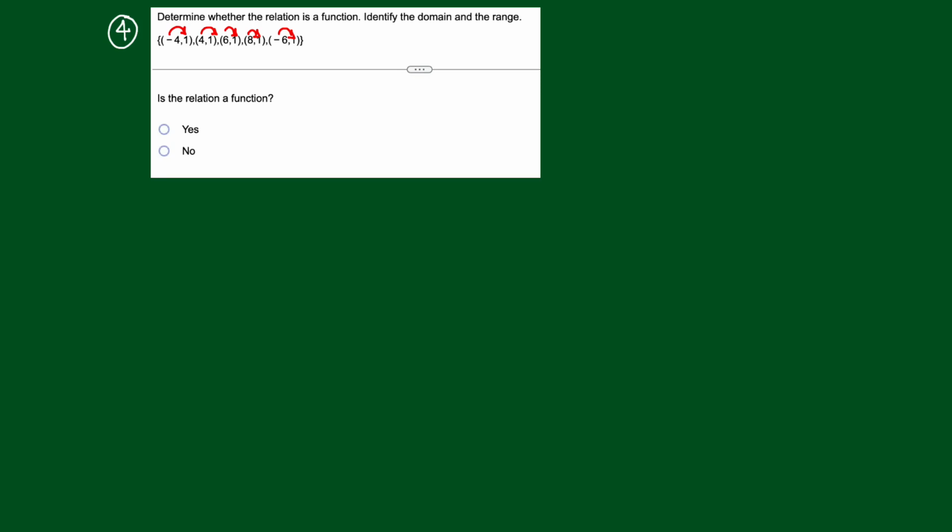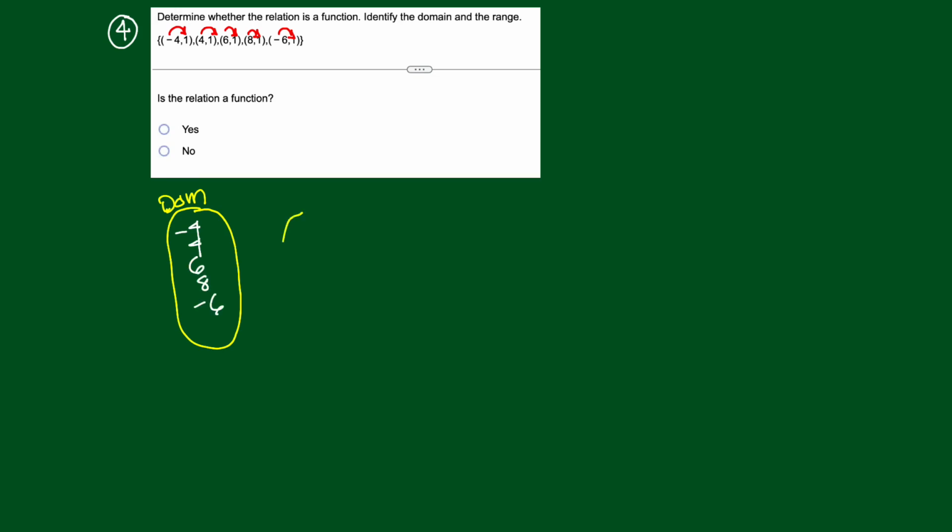I'm going to draw a picture here. Here's the domain. The domain is the first elements in a set of ordered pairs. You have the domain element and the range element. So what are the domain elements? They're all the first elements. So I got -4 and 4. Right, we've got -4, +4. Then we have 6, 8, and -6.